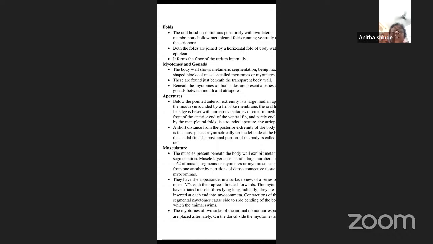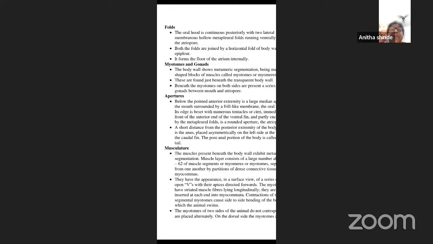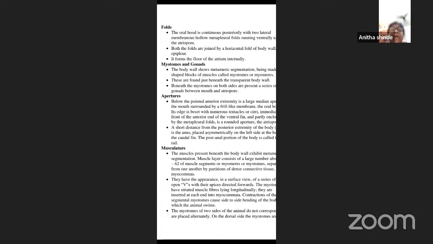Now next is myotomes and gonads. Apart from the fins and folds, it also consists of the myotomes as well as the gonads. So the body wall of this particular organism shows metameric segmentation, having metameres made up of a number of muscles, which are called the myotomes or the myomeres. A number of blocks of muscles are there, which are called the myotomes or the myomeres.